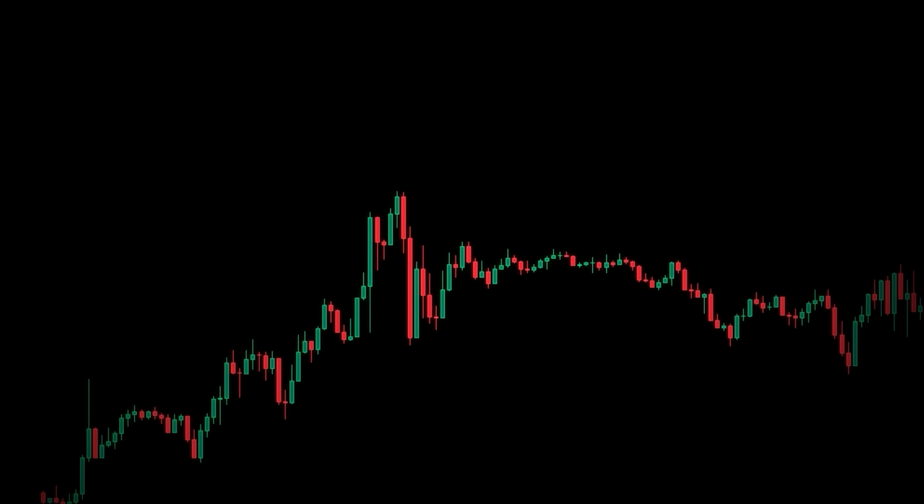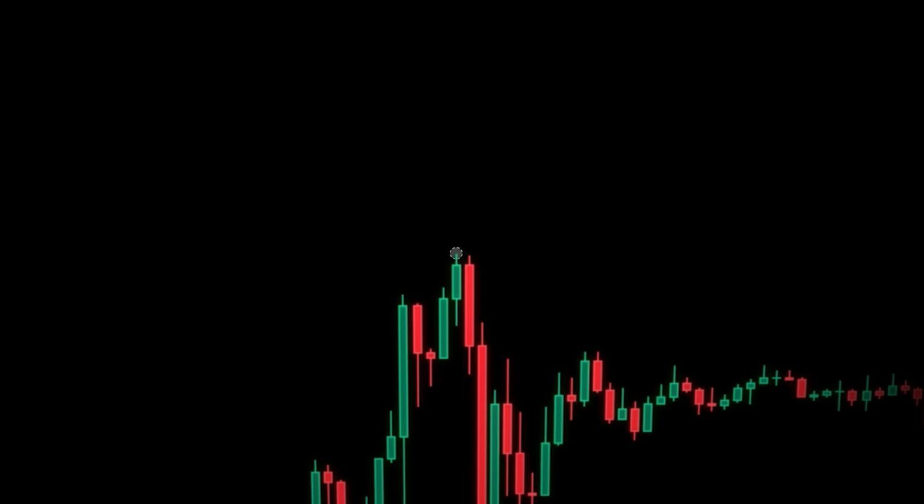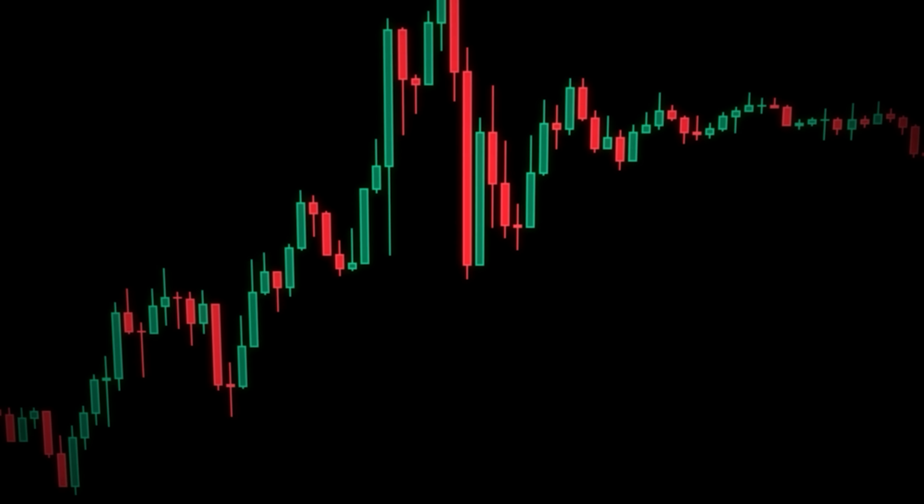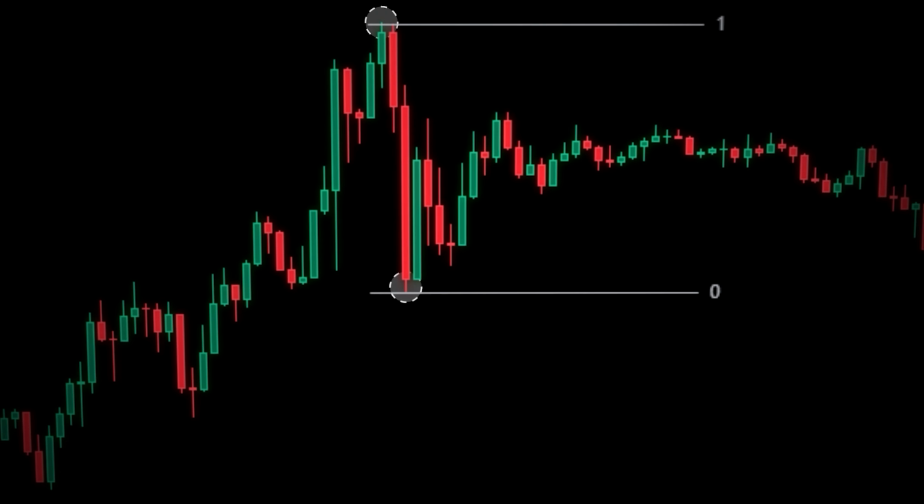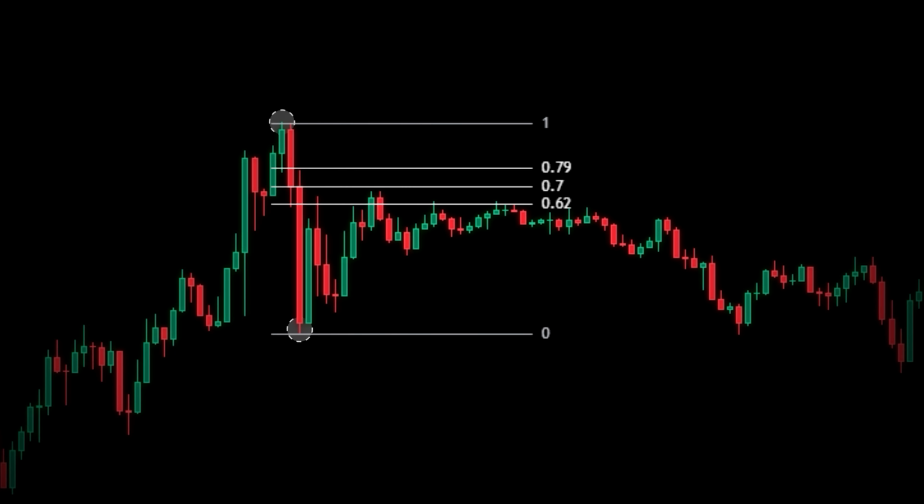If you're looking for resistance instead, to take a short position, you'll instead select your major swing high and connect it to your major swing low. Typically, you'll be combining the Fib levels together with other forms of support and resistance, like horizontals, order blocks, or fair value gaps. So now I'm going to show you what this might look like in real time.